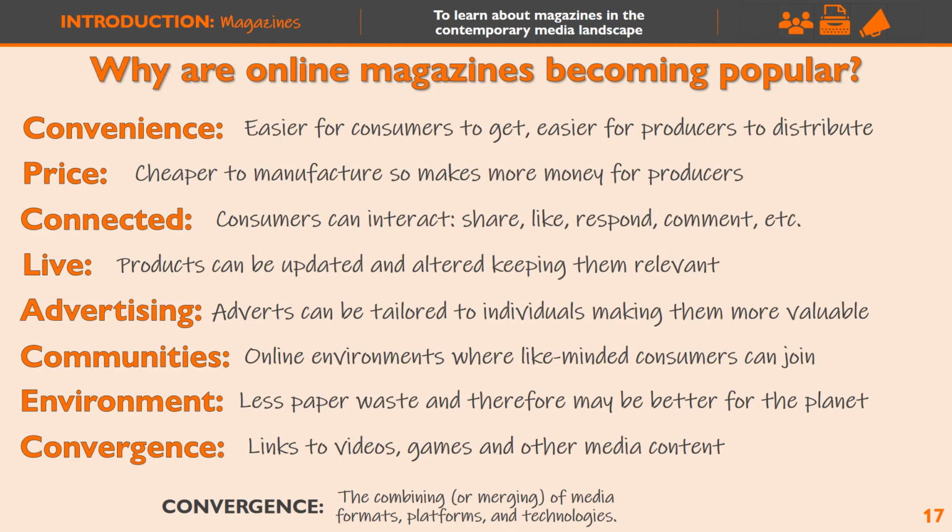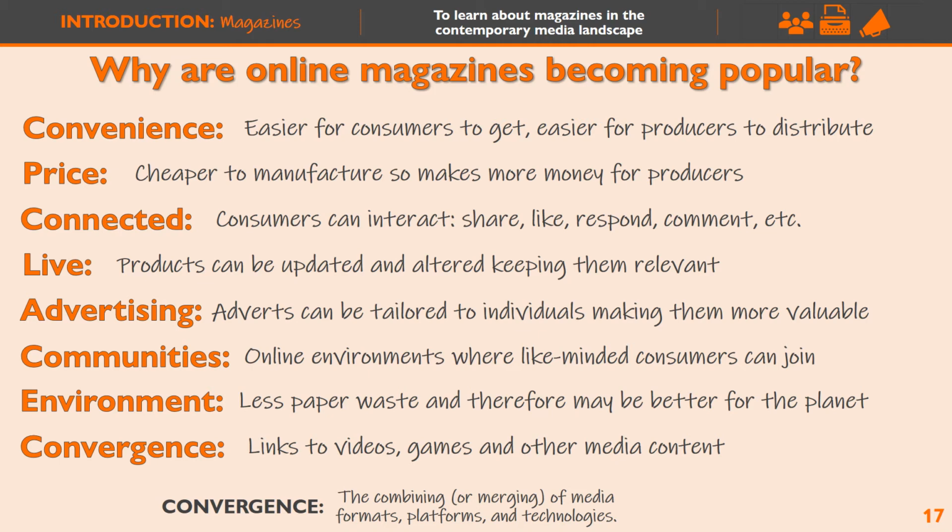Of course, the convenience of products going online is great for audiences, and we've already spoken about the price. But the fact that online products are connected is really important. Audiences can interact, share, like, and respond, which increases the enjoyment of the product, but also it helps out the producer in gathering data. These products can also be live. If you have a magazine that's been printed and you make an error in that magazine, it's too late, it's already been distributed to the shops. Whereas if it's online, you can make a quick adjustment. It also means breaking news stories can be added to your magazine at a click of a button.